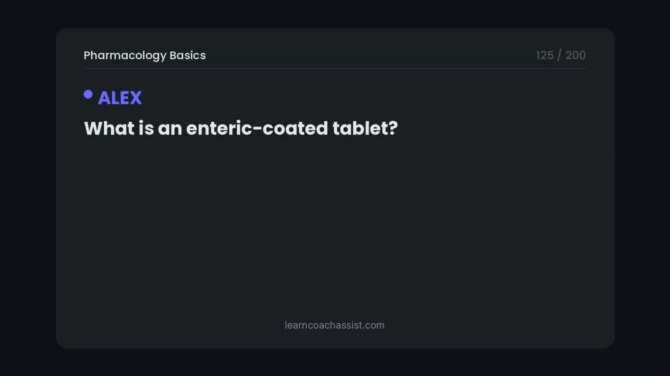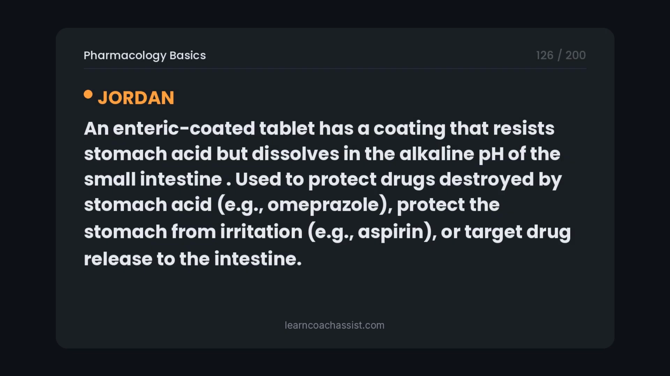What is an enteric-coated tablet? An enteric-coated tablet has a coating that resists stomach acid but dissolves in the alkaline pH of the small intestine. Used to protect drugs destroyed by stomach acid, e.g., omeprazole, protect the stomach from irritation, e.g., aspirin, or target drug release to the intestine.